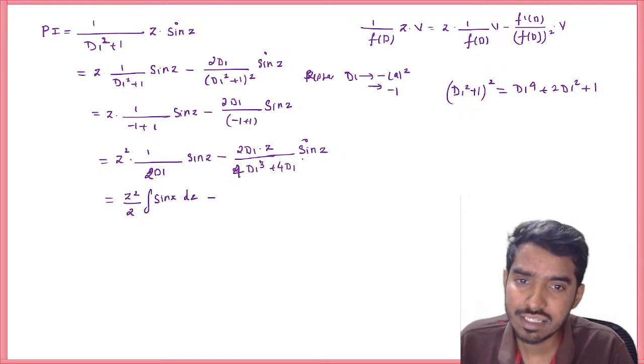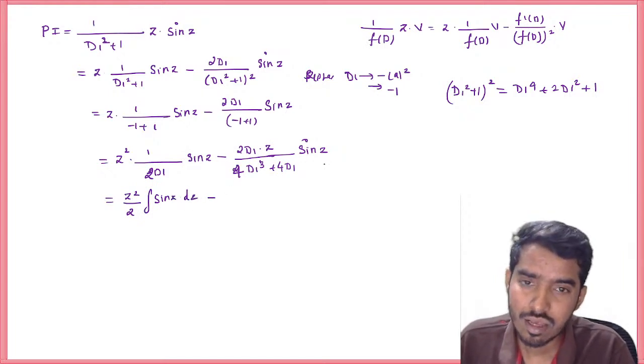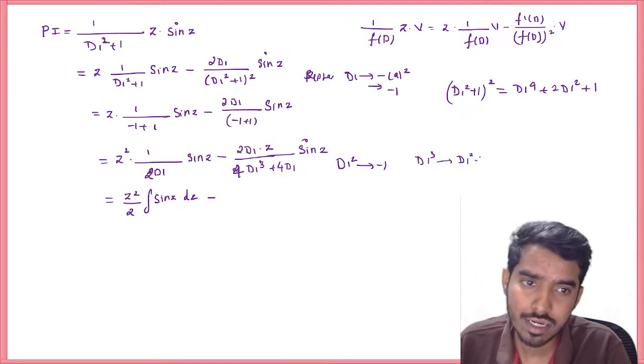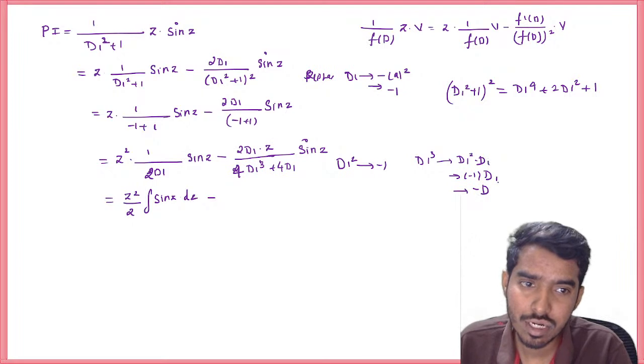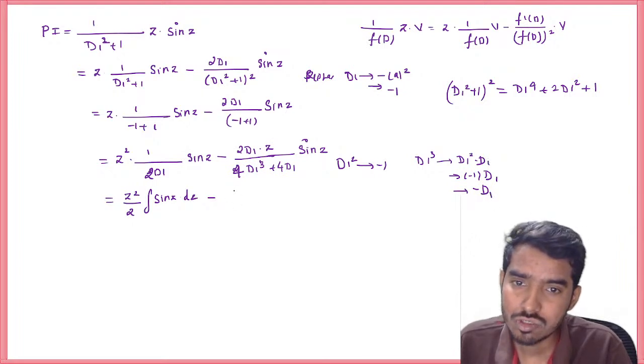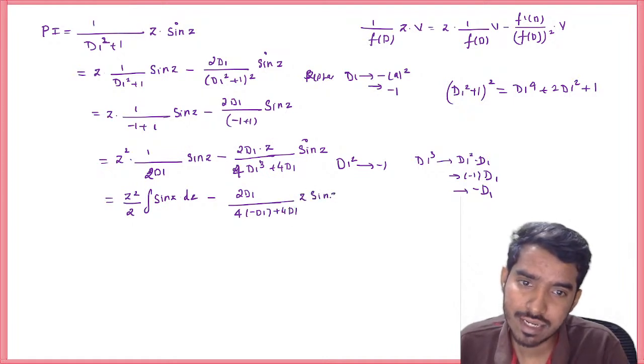And again you can see, if I replace D1 square by minus 1, therefore your D1 cube will be D1 square into D1. So it will be minus 1 into D, minus D. That means I can replace this D1 cube as minus D1. So we will have this to be 2D1 divided by 4 times minus D1 plus 4 times D1 of z into sin z.